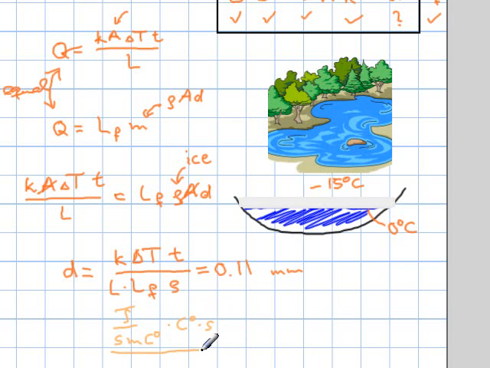And we can already see that a bunch of stuff is dividing out here. L is given in meters. The latent heat of fusion is given in joules per kilogram. And the density is given in kilograms per cubic meter.